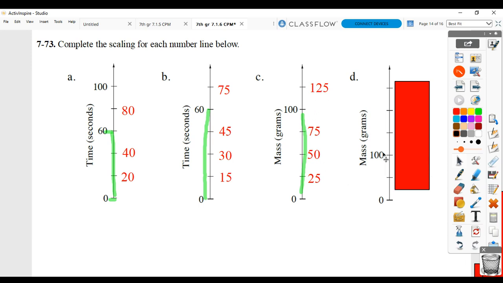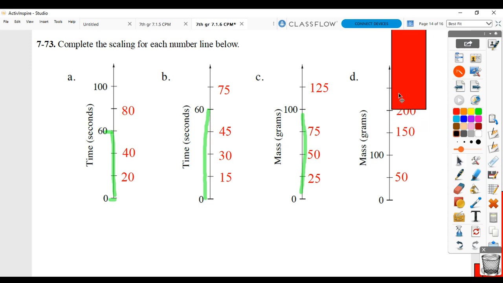And here the difference between 0 and 100 is 100. There are 2 spaces, so we're going by 50s. 50, 100 was given, 150, 200, 250.